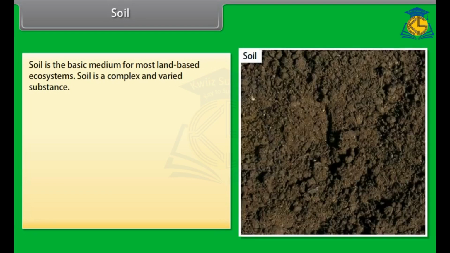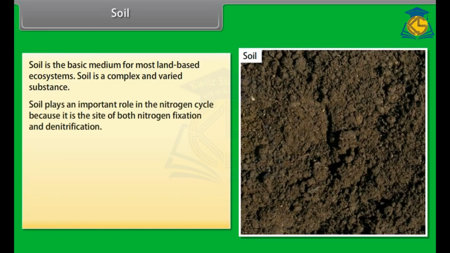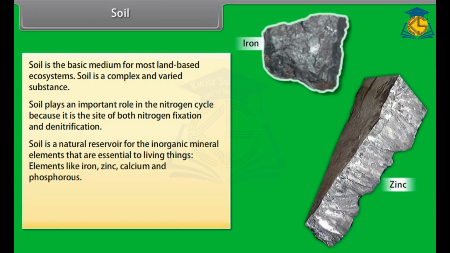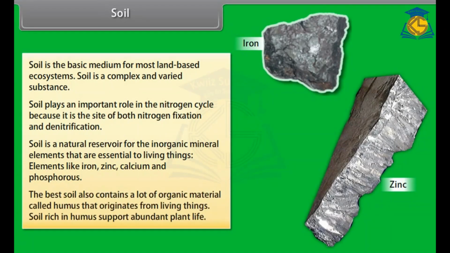Soil. Soil is the basic medium for most land-based ecosystems. Soil is a complex and varied substance. Soil plays an important role in the nitrogen cycle because it is the site of both nitrogen fixation and denitrification. Soil is a natural reservoir for the inorganic mineral elements that are essential to living things. Elements like iron, zinc, calcium, and phosphorus. The best soil also contains a lot of organic material called humus that originates from living things. Soil rich in humus supports abundant plant life.